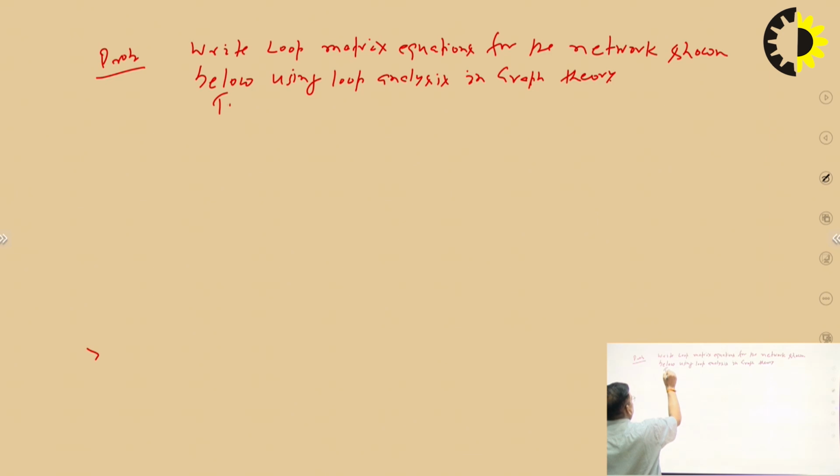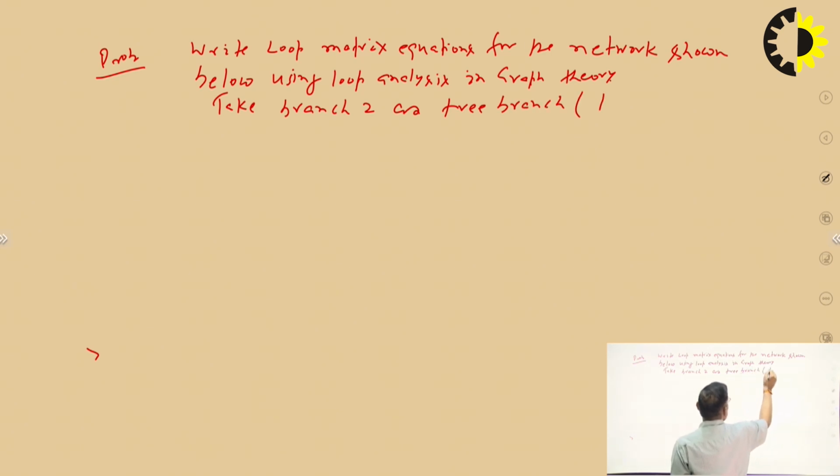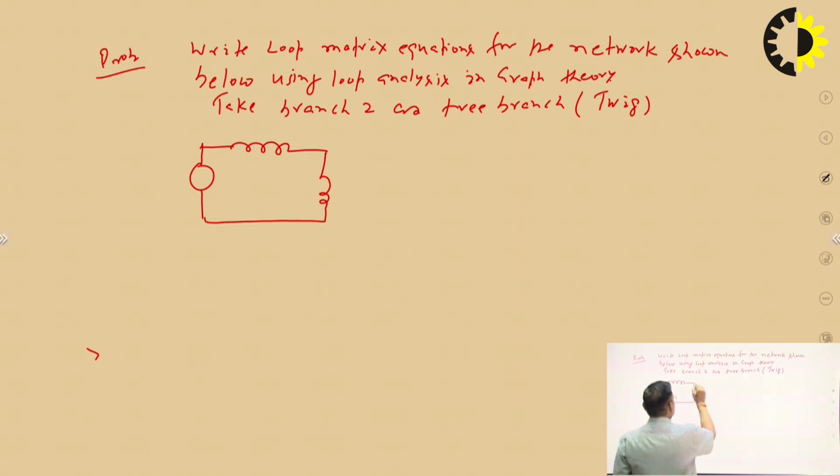It is also given, take branch 2 as tree branch. Tree branch means twig. So what is the network? The network is like this. Then we have one impedance here, then another here. Then we have one more branch, and it is 1 ohm.